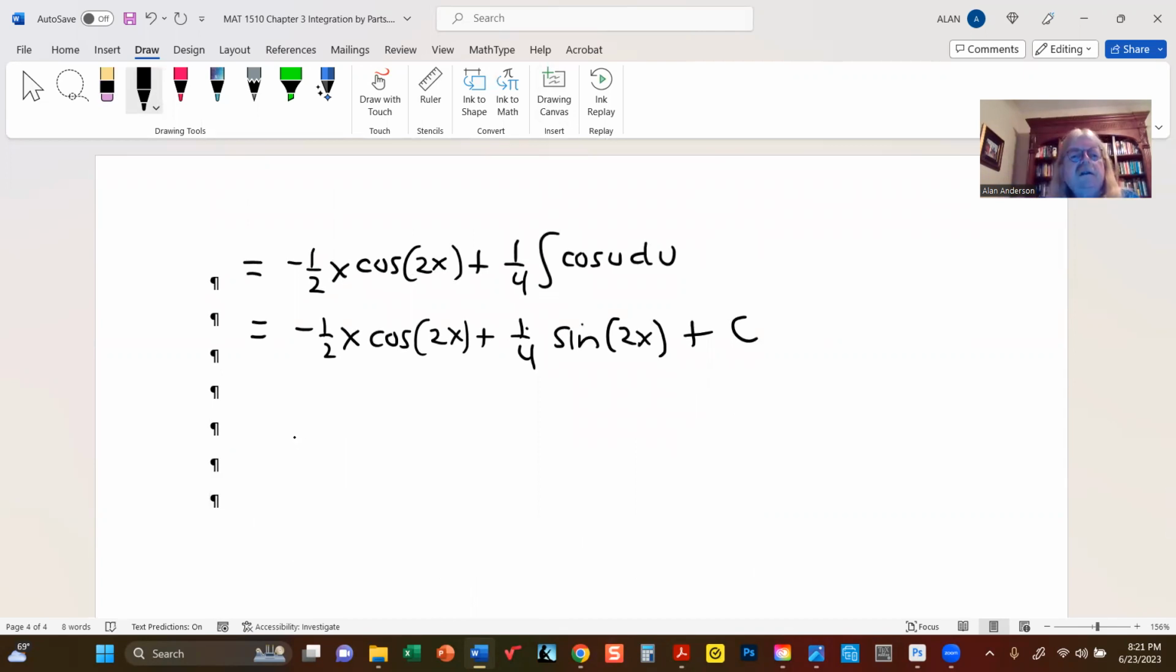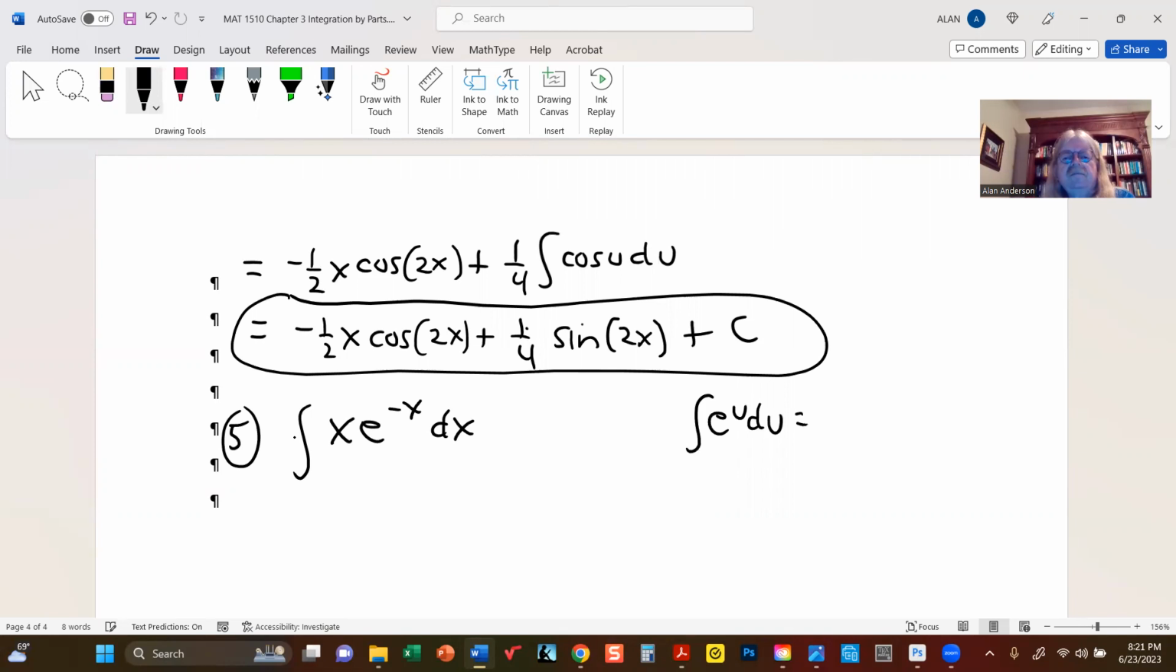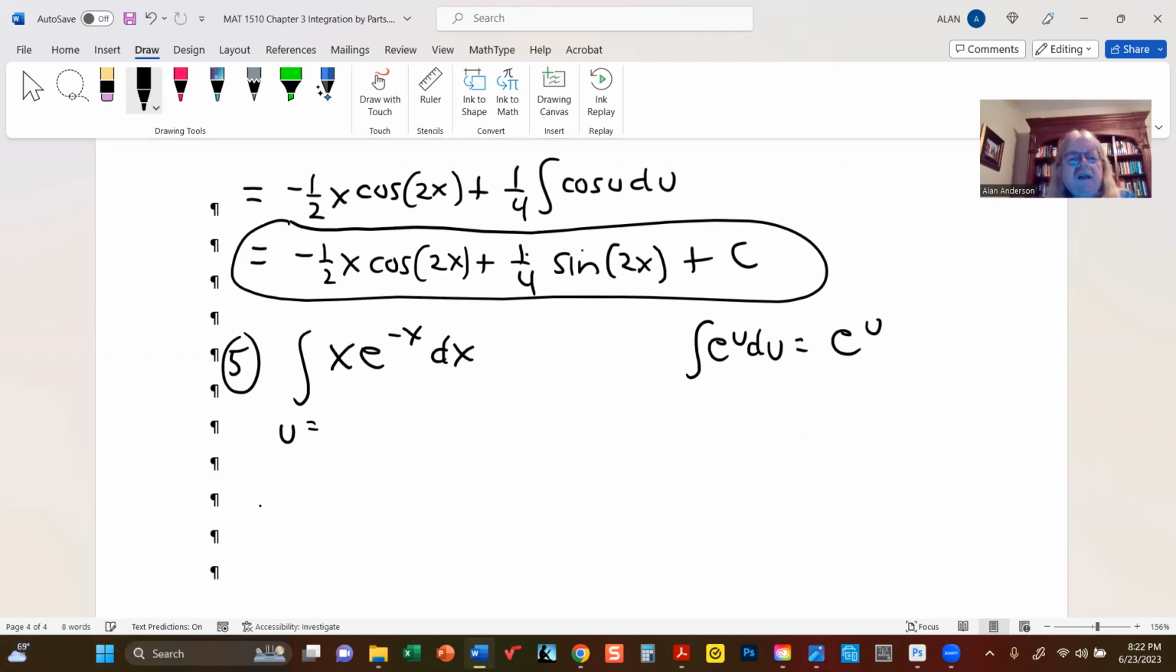Oh boy. Let's see. Oh, here's a fun one. All right, let's see what we can do with this one. x e to the minus x dx. So let's try this. How about letting u equal x? du is dx. dv is the e to the minus x dx.